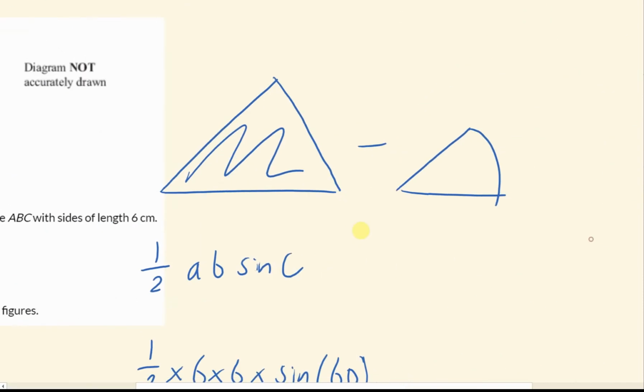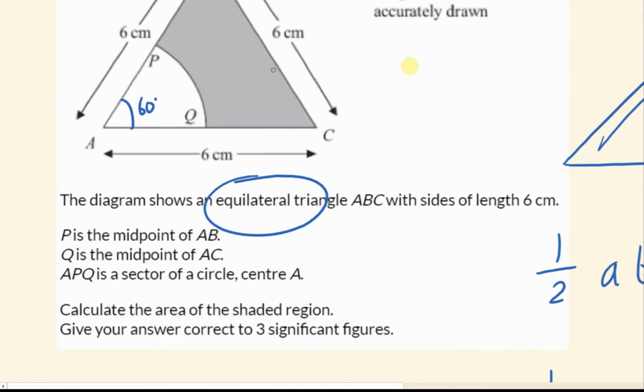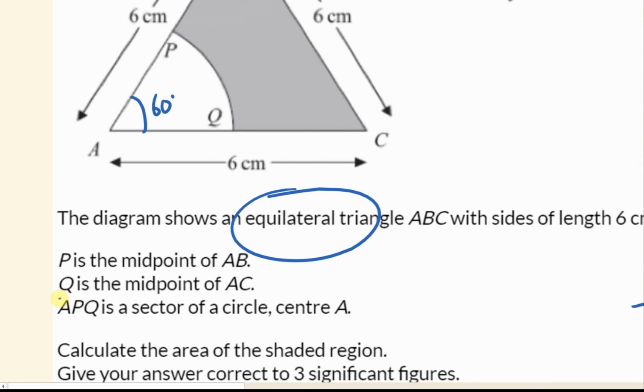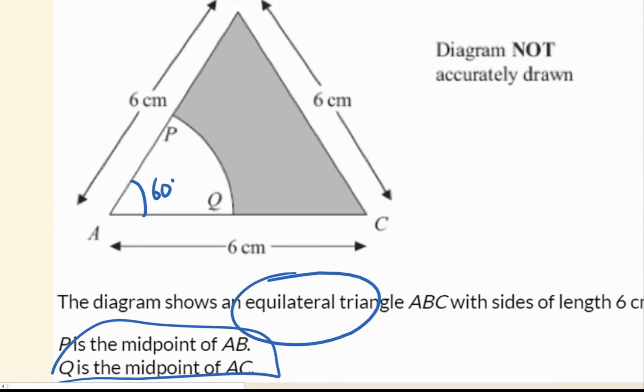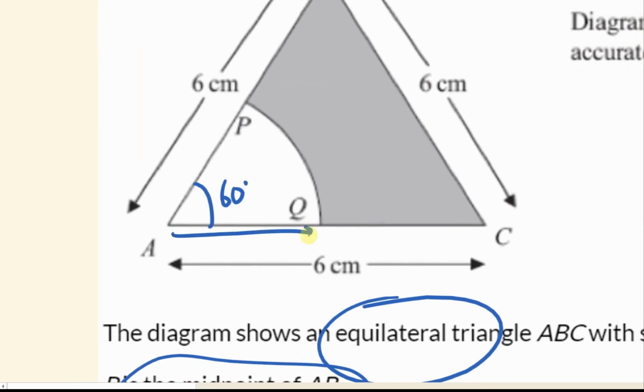Now I need to work out the area of this little circle sector. We are told that P and Q are the midpoints of AB and AC. Midpoints means they're exactly in the middle, which means they must both have a length of 3 centimeters.